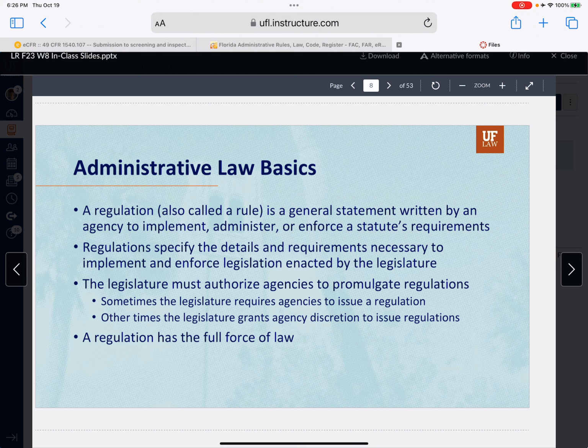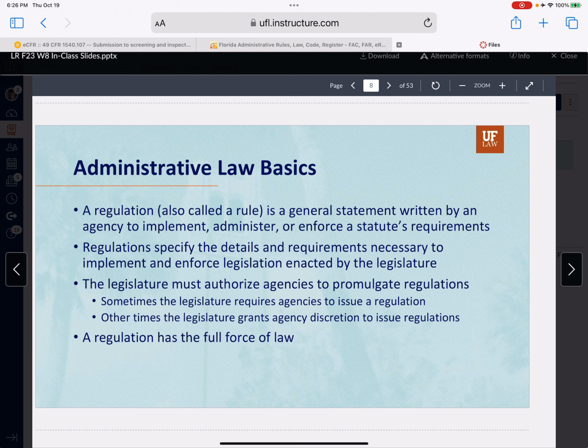And the main thing from this slide that you need to know is that the legislature has to authorize an agency to promulgate regulations. Okay? So agencies don't just have free rein to do what they want. They only have the authority that was granted to them by, say in the federal situation would be Congress, through a statute. Okay?